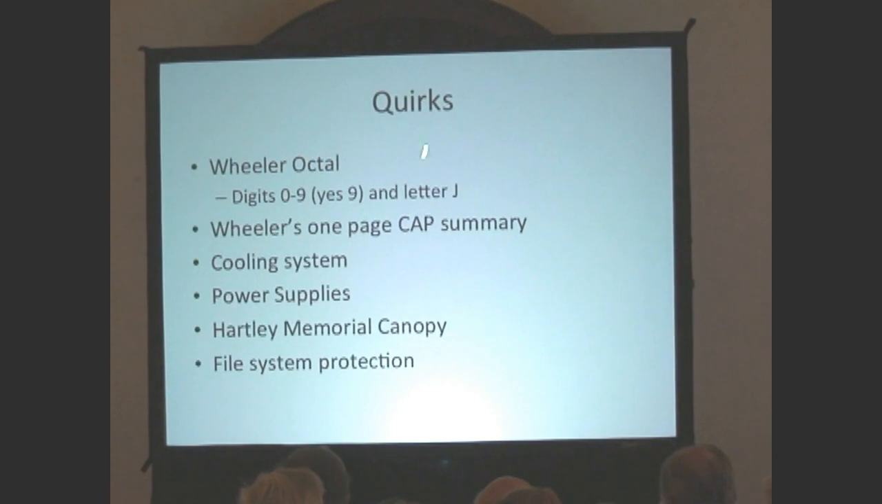If you're a microprogrammer, you have to understand Wheeler octal. Wheeler octal has digits 0 to 9 and letter J, and I'll answer questions about what that means in a code that's supposed to only go 0 to 7. I mentioned the one-page CAP summary. I didn't mention the cooling system.